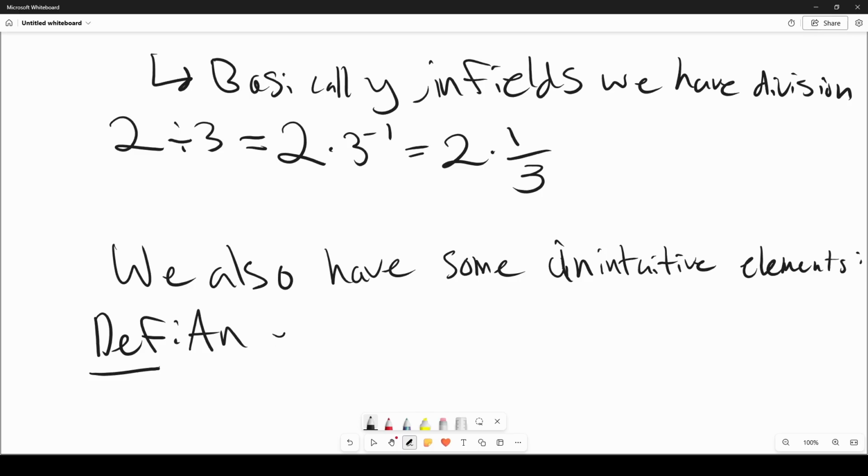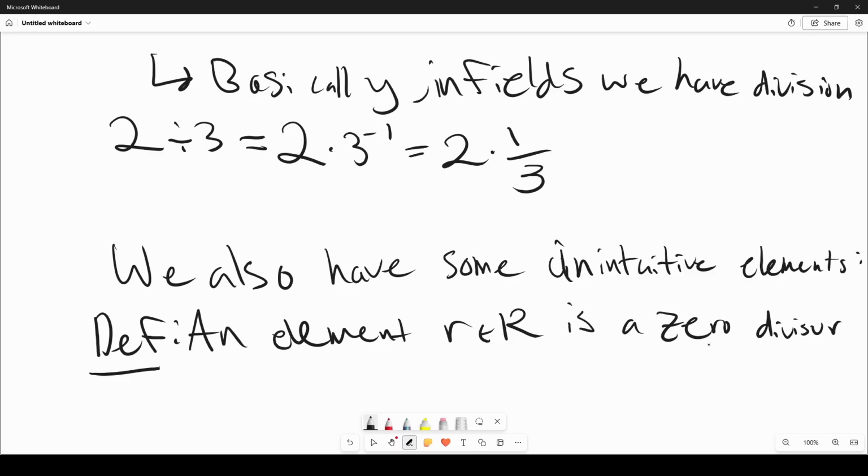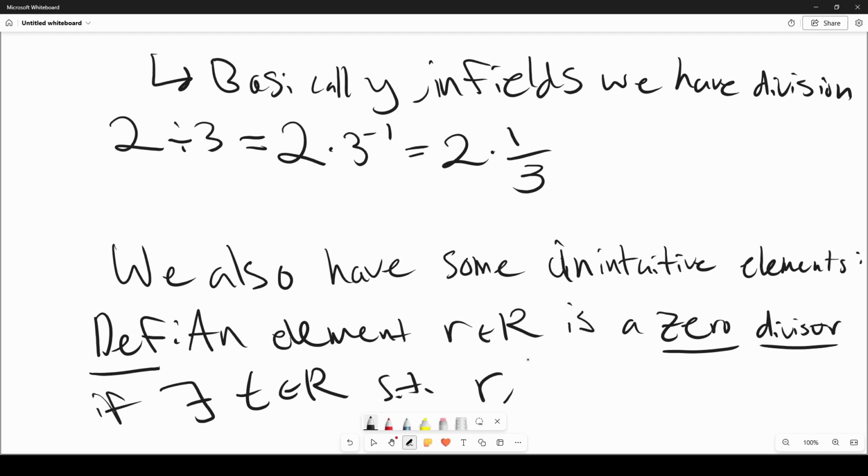So an element r in R is a zero divisor if there exists t in R such that r and t are both non-zero, but r times t equals 0.